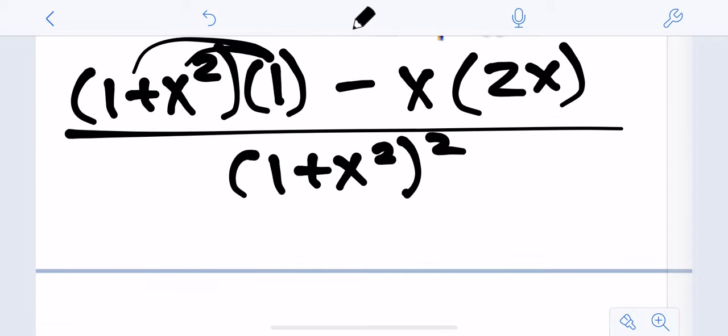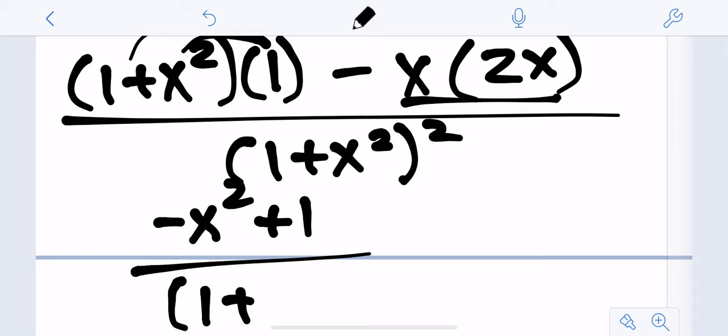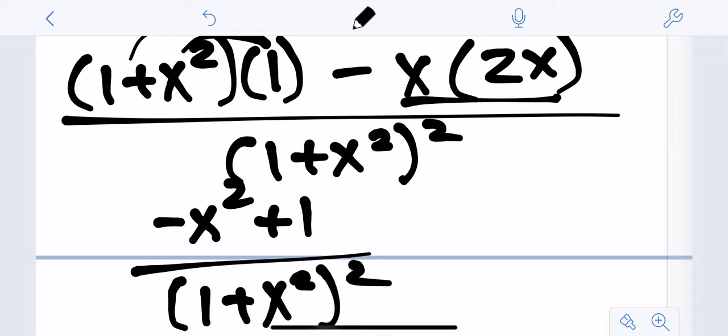So distribute out the 1, that would just be 1 plus x squared. This is minus 2x squared, so that would be negative x squared plus 1, over 1 plus x squared, squared. And that does not simplify, so that's your derivative.